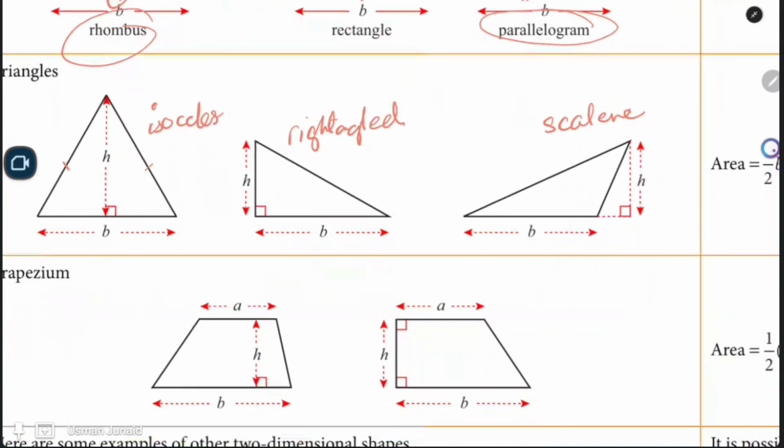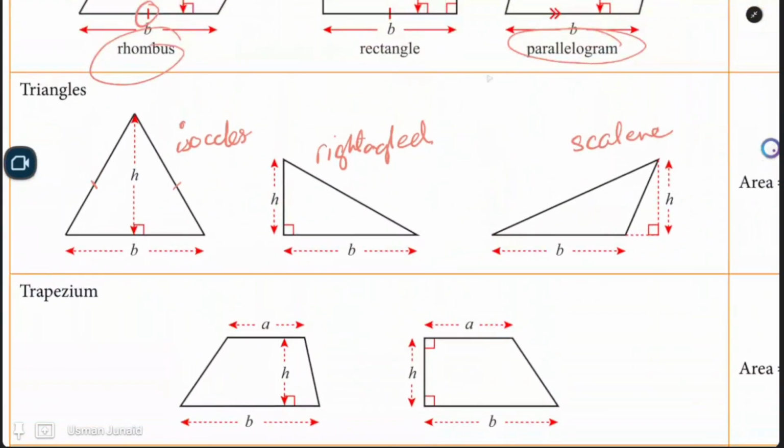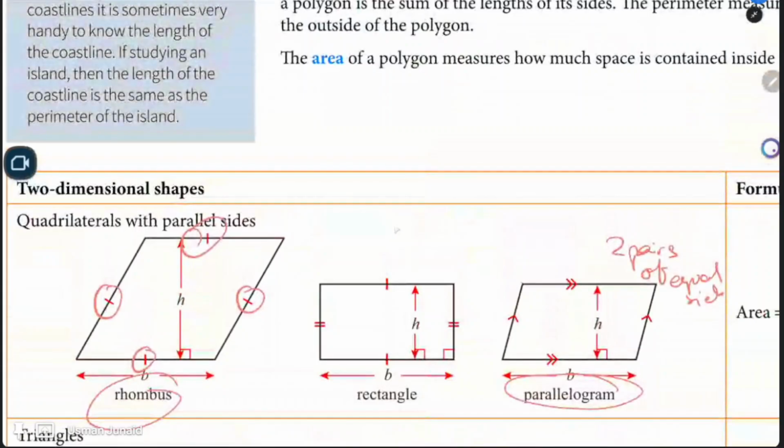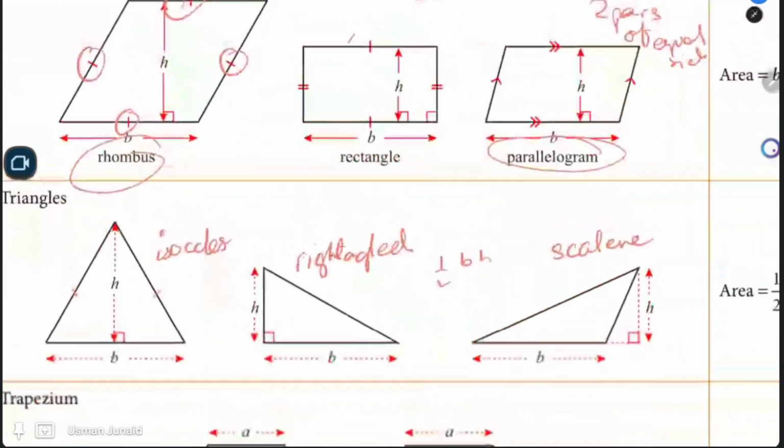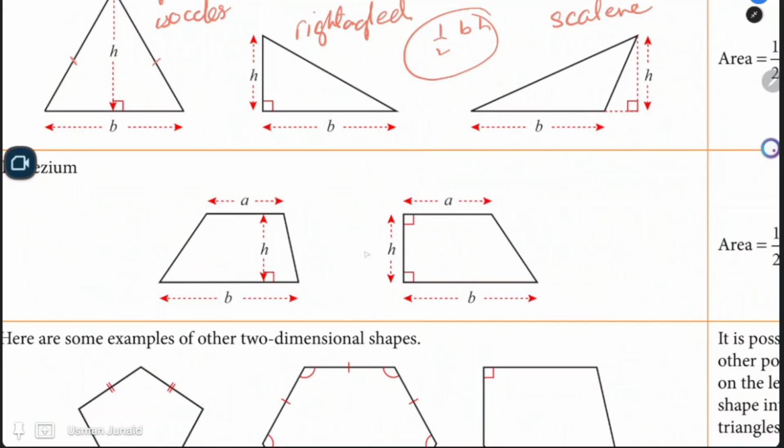So the formula for all of these is dependent on height. For a triangle, it will be half base into height. For all of these, it will be base into height. Sorry, not half, just base into height, BH. For all of these, it will be half BH. For these, it will be sum of parallel sides multiplied by h. So half into a plus b into h.